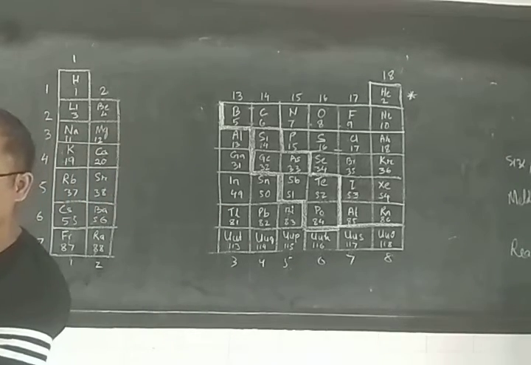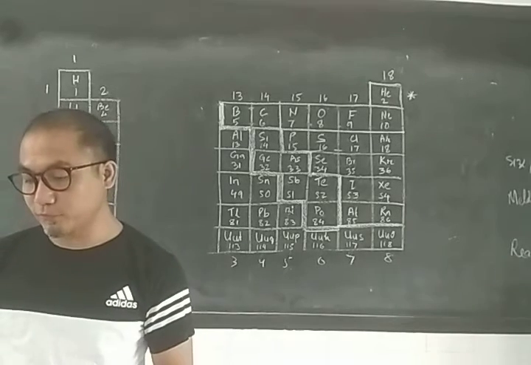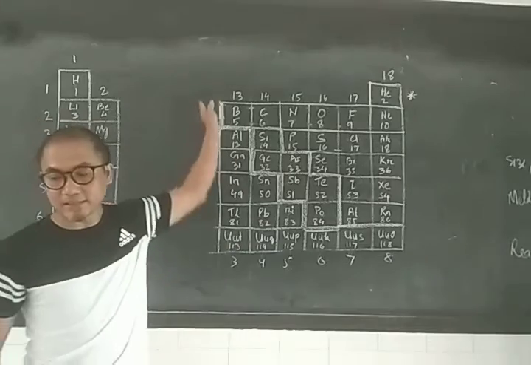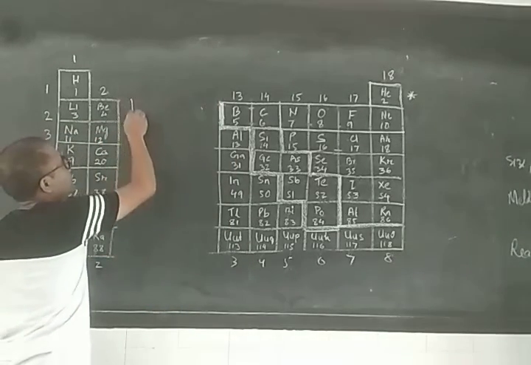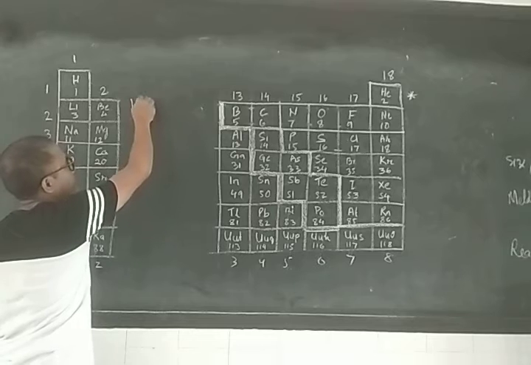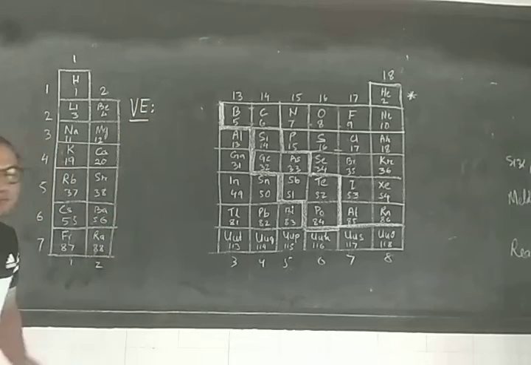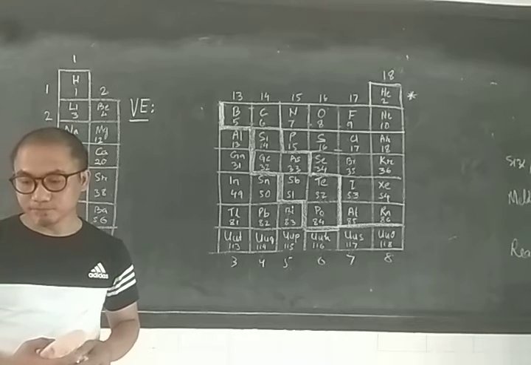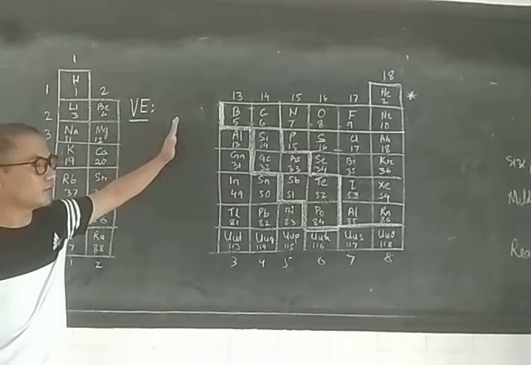As one moves from top to bottom in a group, what happens? That is vertical. The first one we will study is valence electron, I'll write it short as VE. What will happen to the valence electrons as we move from top to bottom? The number of valence electrons remains the same as one moves from top to bottom.